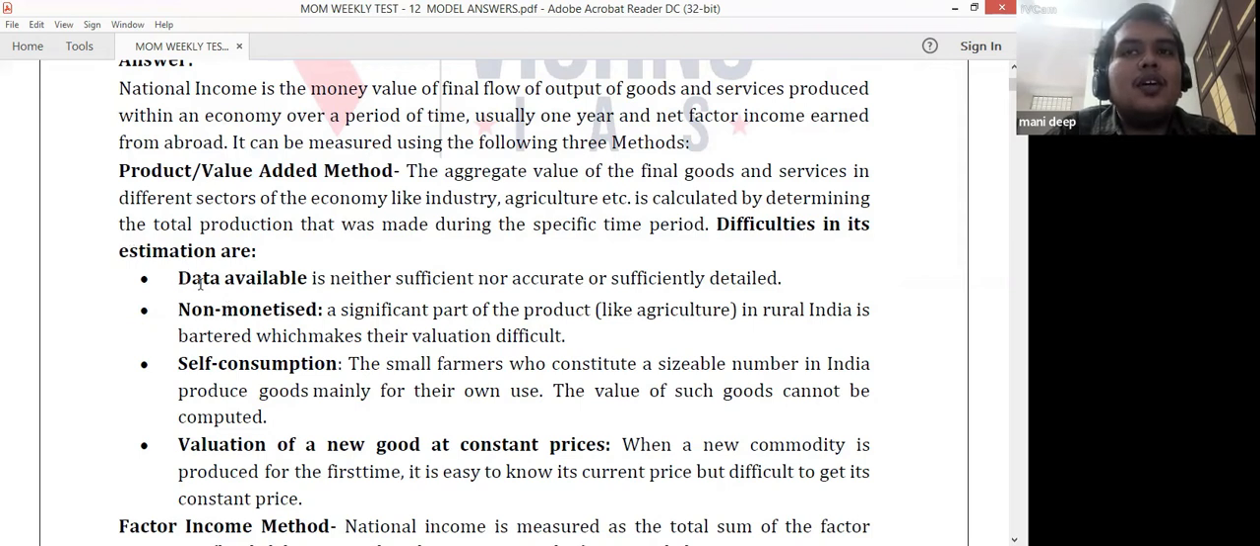In that, there are some issues, such as there is no data available or it is completely non-monetized. For example, in the agriculture sector, we can use barter systems for the products. There is no money involved in that, so we will not get any estimation of income from there. And there are some self-consumption goods. Some MSMEs produce goods for their own self-consumption. So that is also one more issue. Then you can write about constant prices.